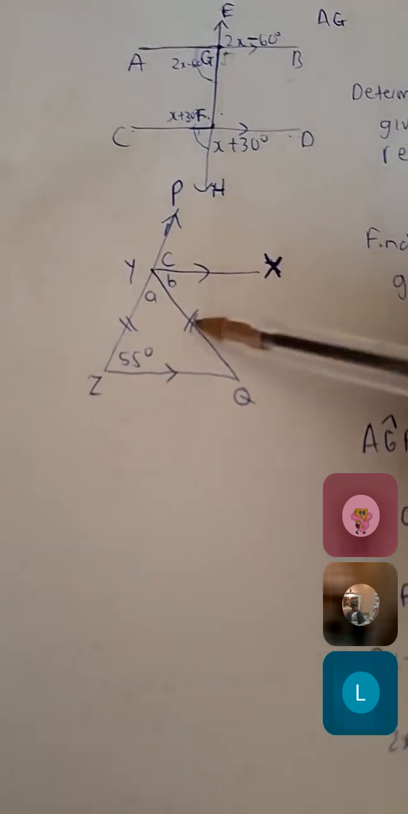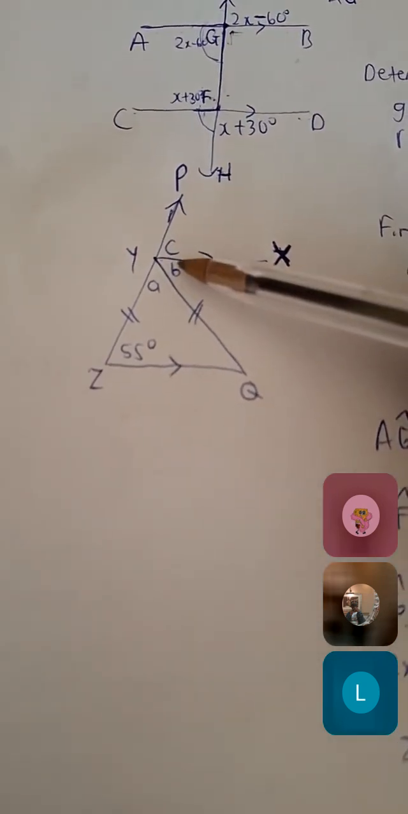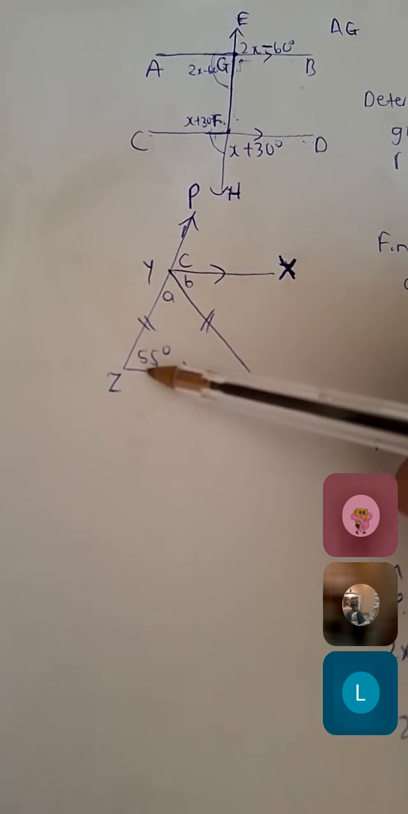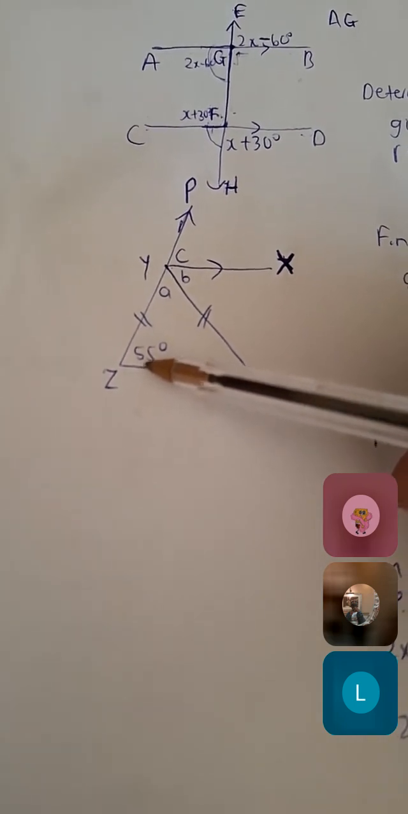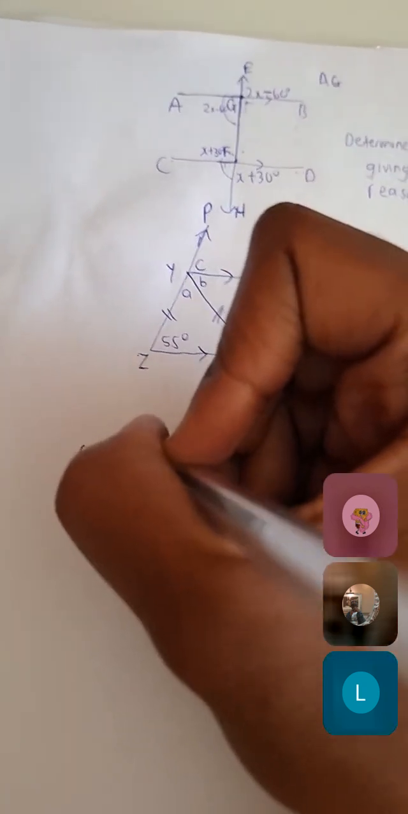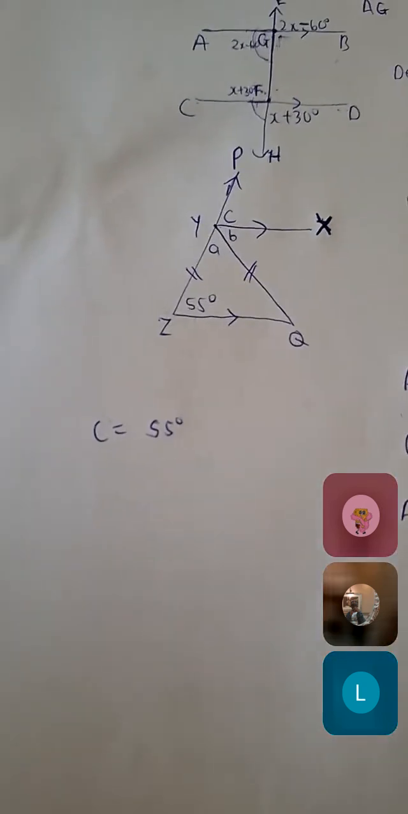The what? Sorry? Angle Z. Do you see angle Z? Yes, angle Z, I see that. It is equal to C, which equals 55 degrees. Okay, so C, in other words, is equal to 55 degrees. That's what you are saying.